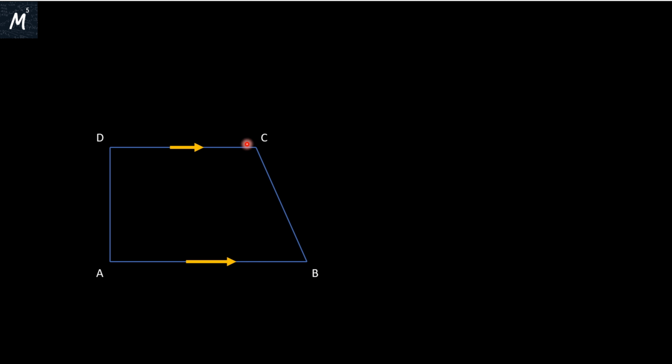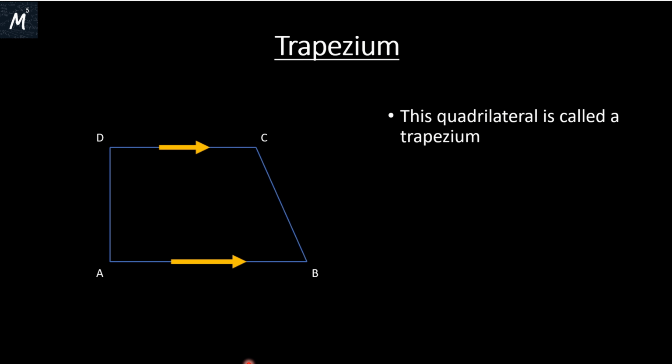Now DC is parallel to AB. So in this figure only one pair of opposite sides is parallel. So this quadrilateral is called a trapezium. Now let's change the other pair of opposite sides. Let's make AD equal to BC and we'll get a new special type of trapezium.